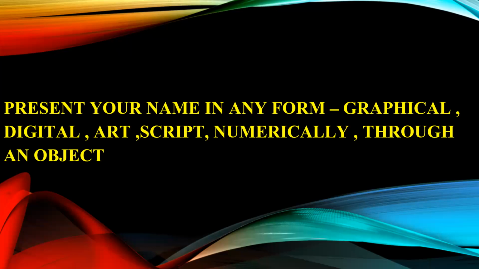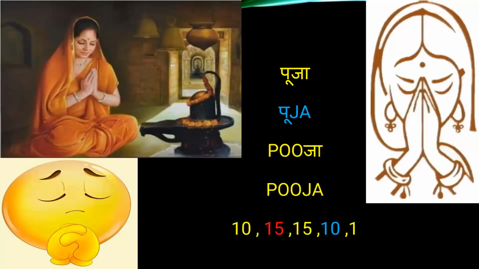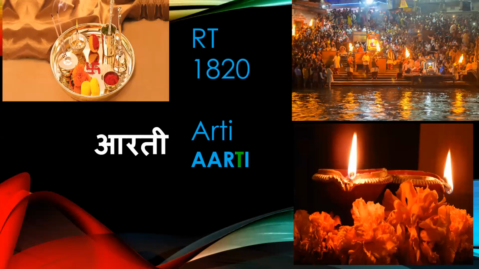Now what you have to do is present your name in any form of graphic, digital art, script, or numerical, through an object, right? So see, my name is Pooja, and see how many ways I have used to write my name. So this is the way. I have given one more example, Aarti. So how can you write Aarti? You can write RT or 1820, or you can show the puja thali, or you can show anything, whatever you know.